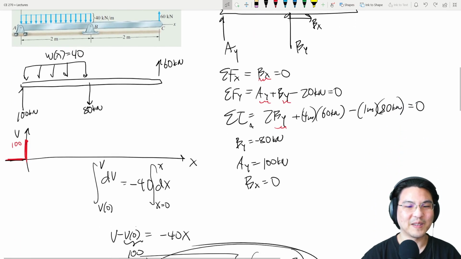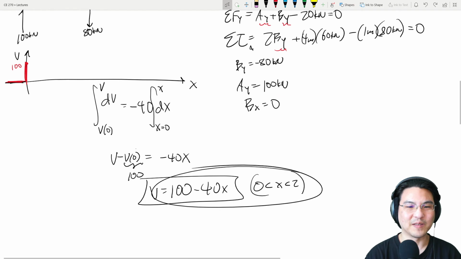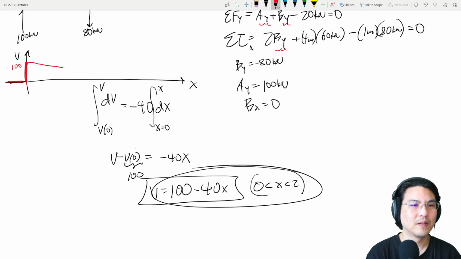And then what does that look like? So at x equal to 0, it's 100. And then a slope of negative 40. When x equals 2, then it's 100 minus 80, which is 20. So then this goes down to over here, and then over here it's 20.